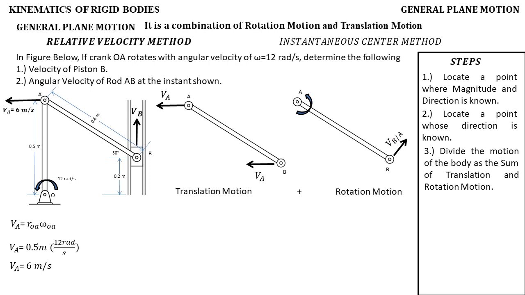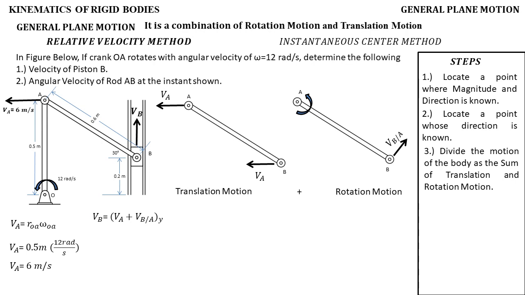VBA is the velocity perpendicular with respect to its radial length, so the radial length would be AB. The relation is VB is equal to the sum of VA and VBA, the velocity of B with respect to A, and that is equal to VB.